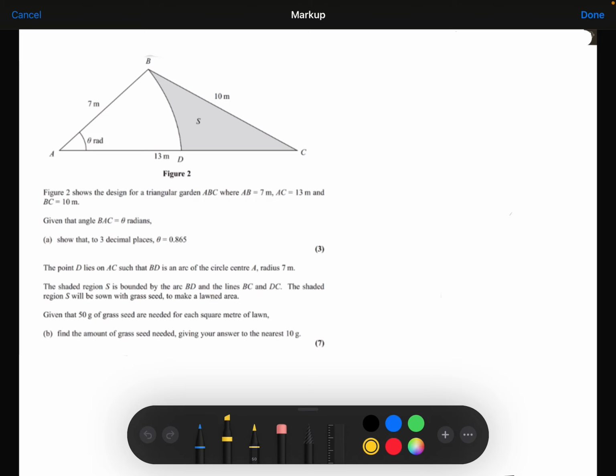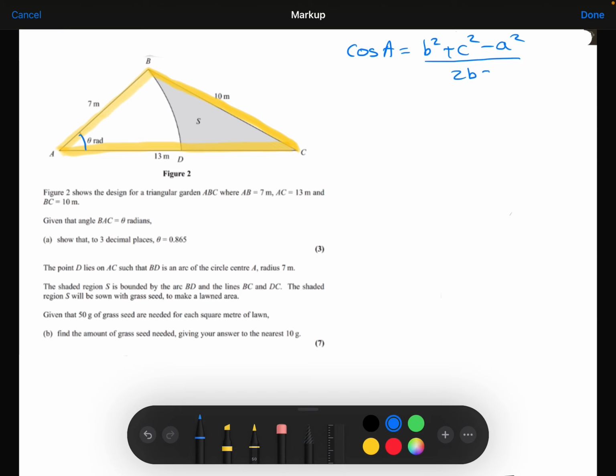So let's ignore that sector for a minute and just consider the triangle here. We can use the cosine rule to work out angle theta. Remember, the cosine rule for angles is like this. If I said cos A, that would equal B squared plus C squared minus A squared divided by 2BC. The side A has to match up with the angle A.